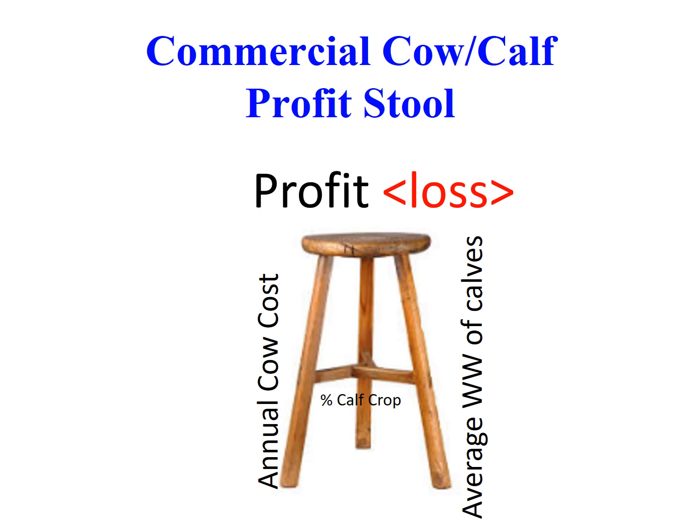Just want to keep reiterating this point: break even, profit or loss is based on three things: annual cow cost, percent calf crop, and average weaning weight of your calves. Hopefully by now you really appreciate the relationship between these three things.